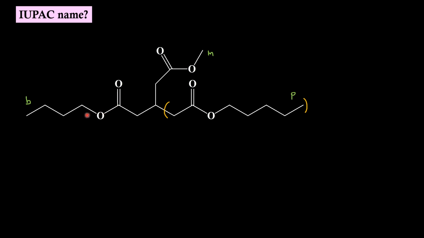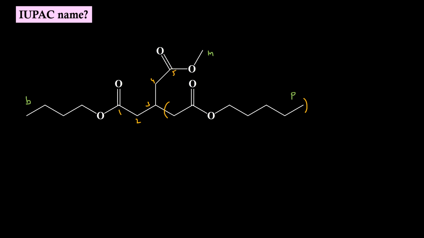Now, let us try to name the suffix first. We know that the carbonyl carbon should be numbered 1, but this is a diester. Again, by taking the help of alphabetical order, B comes first, so this carbonyl should be numbered 1. And this should be numbered 5.